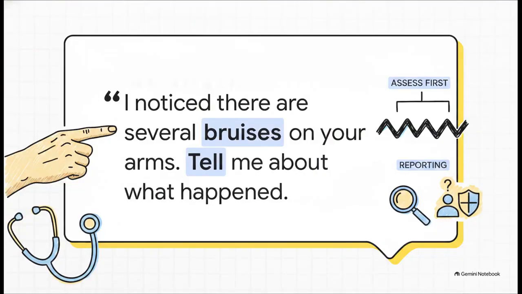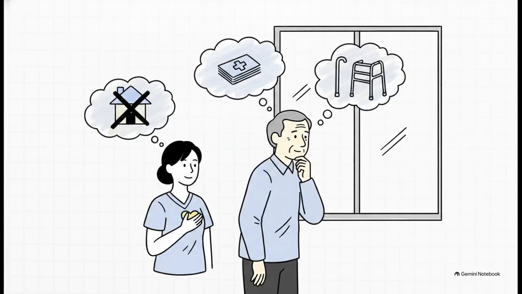And how do you open those communication channels without shutting the patient down? By using non-judgmental, open-ended statements. You'd say something like, "I noticed there's several bruises on your arms. Tell me about what happened." The absolute golden rule in nursing education is assess first, conclude later. And remember, as a student nurse, if you ever suspect abuse in the clinical setting, your immediate responsibility is to notify your instructor or the primary nurse so they can step in, do a thorough assessment, and follow all the proper reporting guidelines.